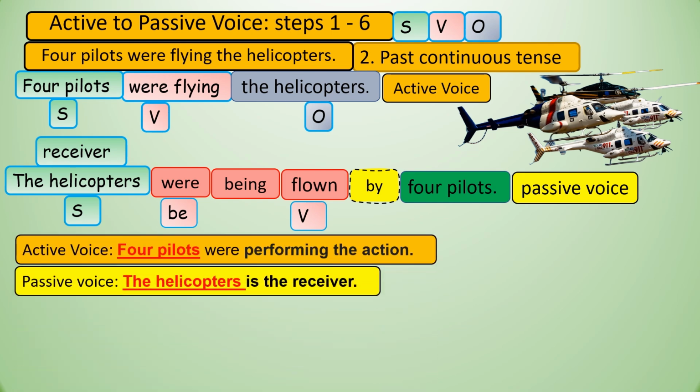Let's just wrap up with some notes here. Active voice, 4 pilots were performing the action. In the passive voice, the helicopters are at the receiving end. That's our subject of the passive sentence. Now that's why we say it as a unit. The helicopters, that's our subject, is the receiver.